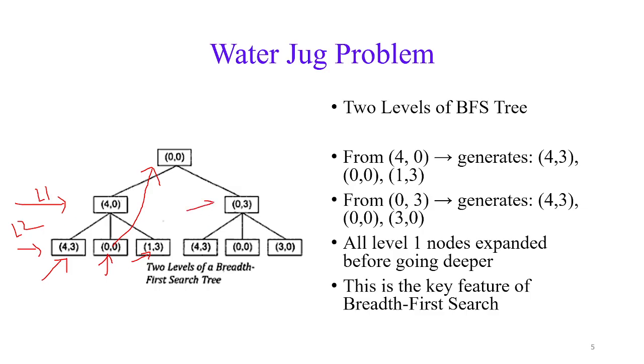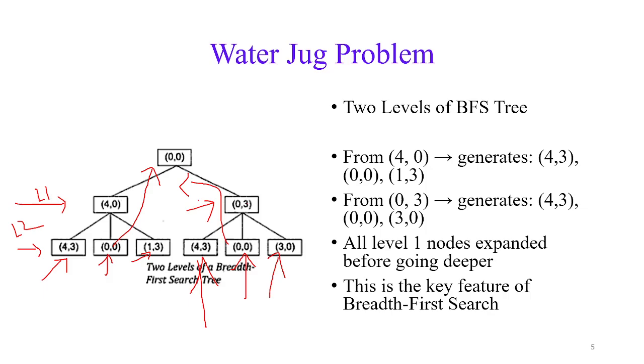Second possibility, if I am at 0, 3, which means the 3-gallon jug is full, what can we do here? We can pour the 3-gallon jug into the 4-gallon jug, so we get the state 3, 0. Otherwise, we can simply fill the 4-gallon jug, giving 4, 3. Otherwise, we can pour the 3-gallon jug onto the ground, which gives this state. But again, this state is already visited, so we will avoid it.